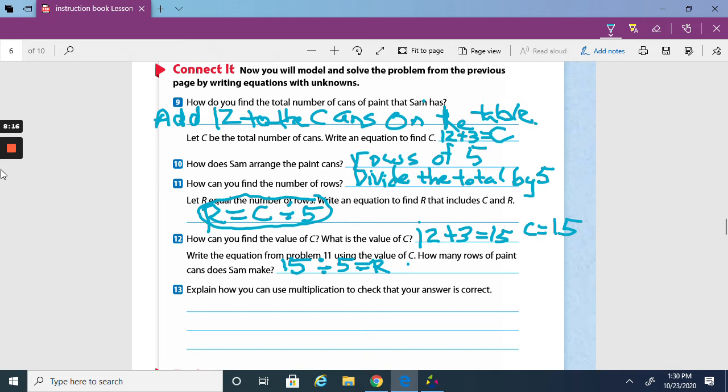So what is 15 divided by 5? 15 divided by 5 is 3. So R equals 3. That's how many rows of paint cans Sam has.